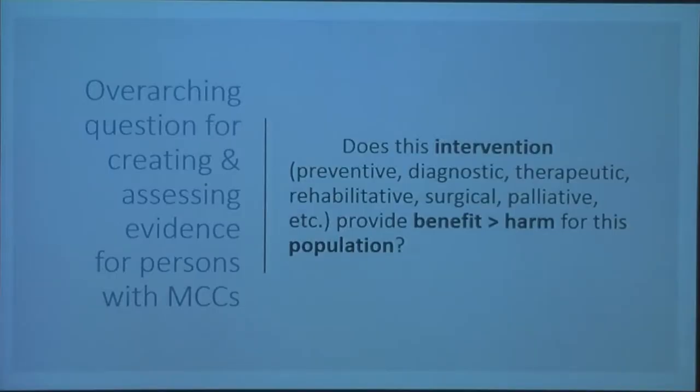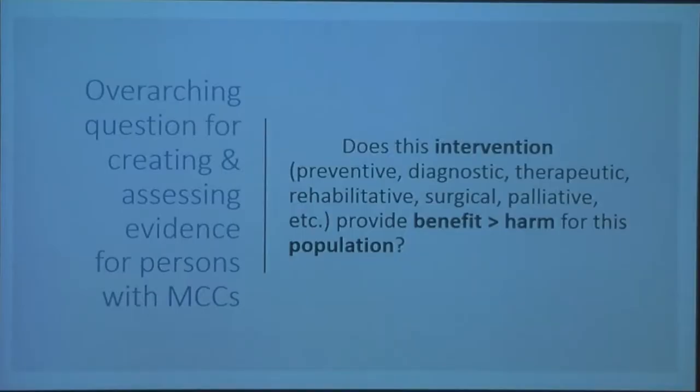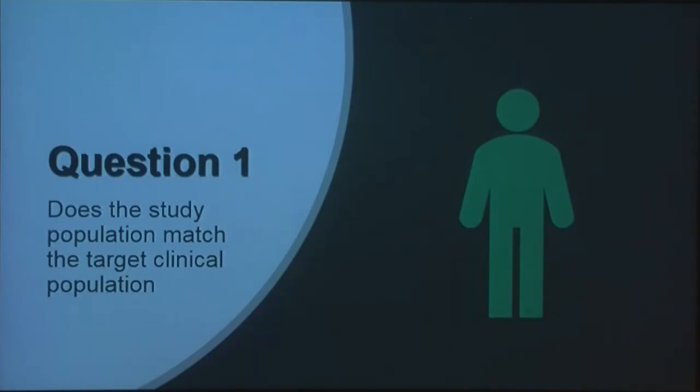So I decided to come up with one overarching question that we should be thinking about in terms of clinical interventions for older adults with multiple chronic conditions. And the overarching question is, does this intervention, whether it be preventive, diagnostic, therapeutic, rehabilitative, surgical, palliative, or whatever, does it provide benefit greater than harm for older adults with multiple chronic conditions? A very simple question until you start looking at all of that it entails.